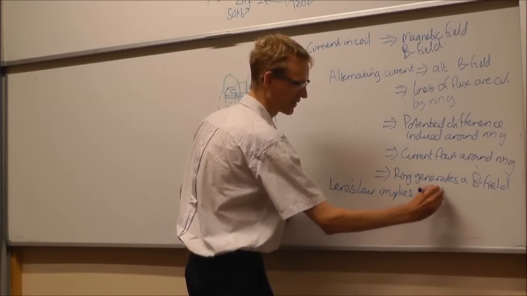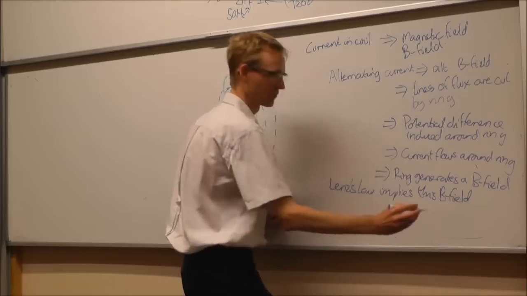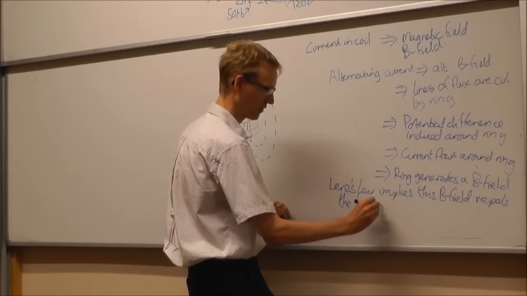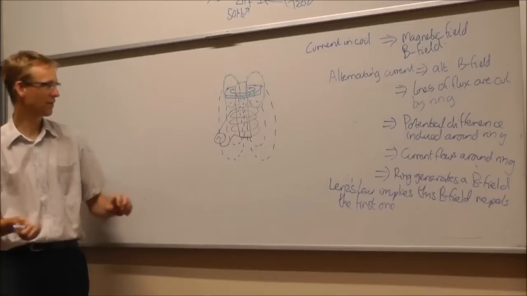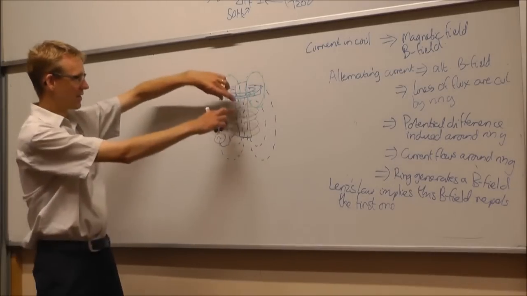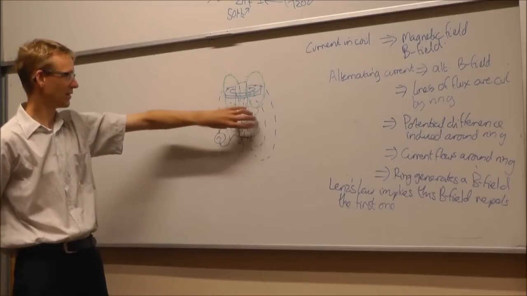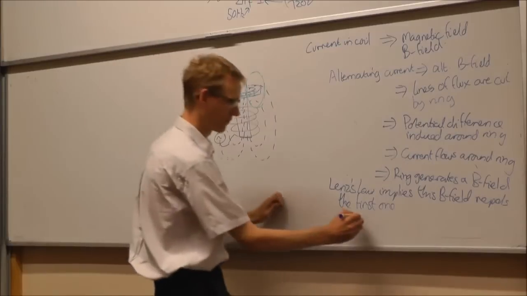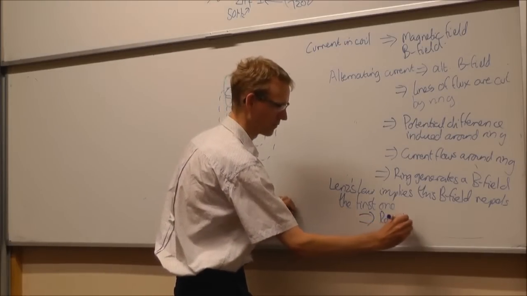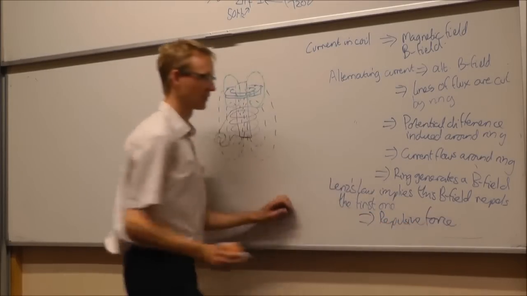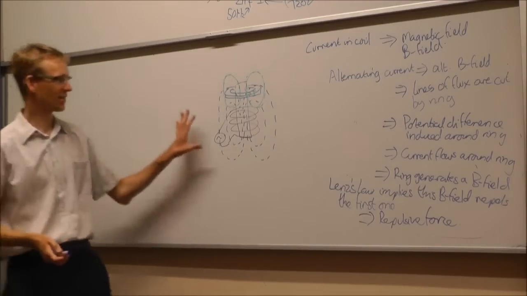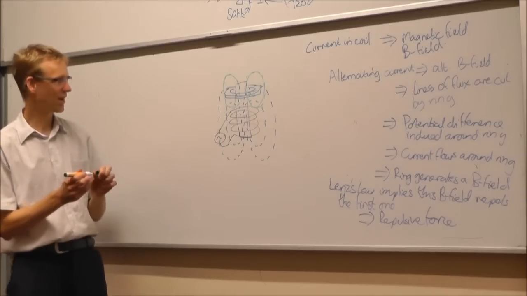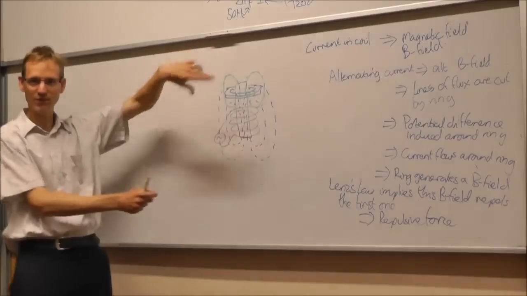This implies this B field repels the first one, or acts against the first one. Therefore, you've got a force of repulsion between the coil here and the ring here. That's your repulsive force, and I guess you could take it one stage further and say, why does it float at a particular height? That's where the force of the repulsion balances the force of gravity.